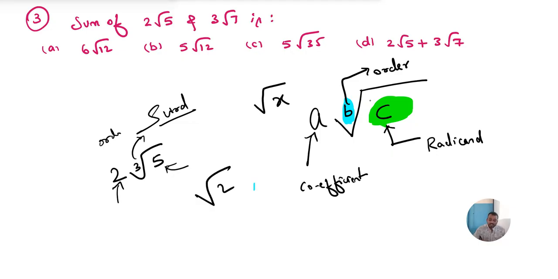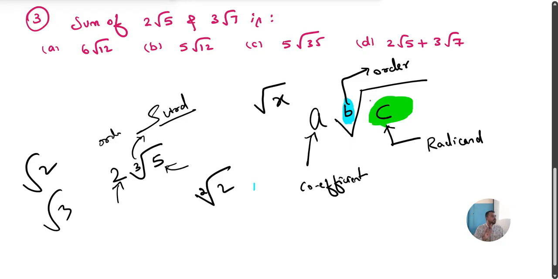Whenever I write root 2, if nothing is there in the shape of a V, then we have to assume there is 2. So we pronounce that as square root 2. Root 3 is actually square root 3, but in short we call it root 3. Here the order is 2, and here also the order is 2. If nothing is there, the order is 2. Any doubts? Understood the abbreviations? What is known as order, what is known as radicand, and what is known as coefficient.